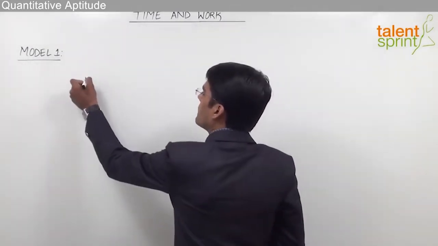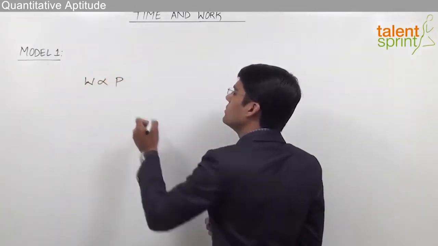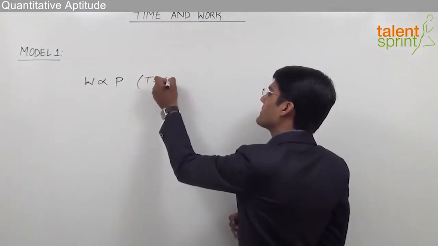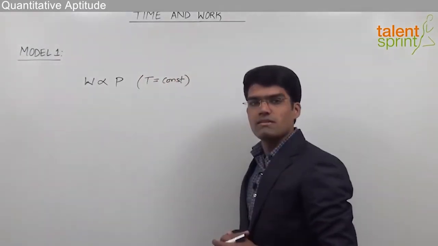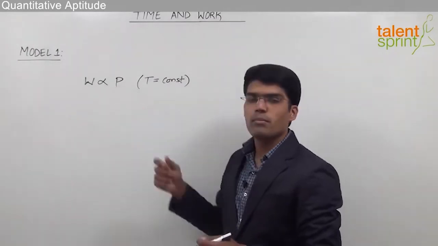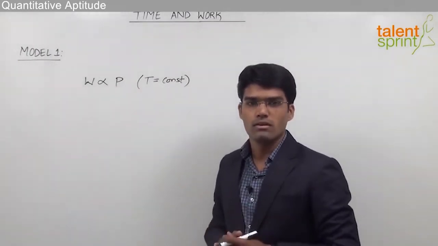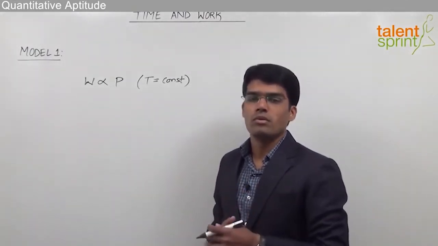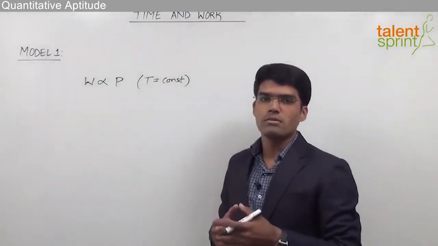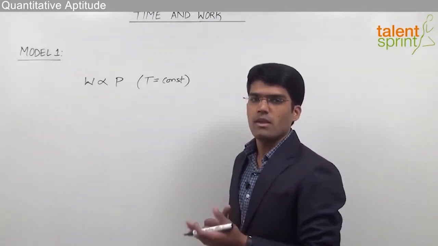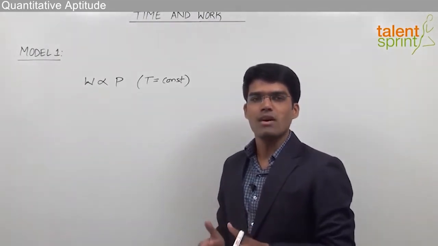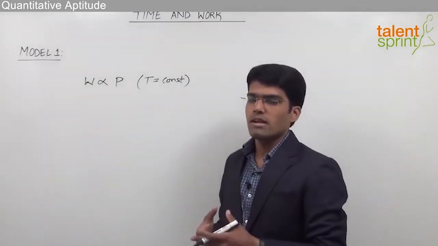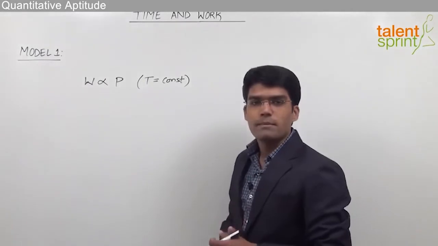Now we can say that the work done is always proportional to the number of persons doing the work if the time is constant. That means if the time is not changing, then we can say that the work is proportional to the number of persons doing the work. So when more persons are working together, the amount of work done will be more. And when fewer persons are working, the amount of work done will be less. Or in other words, if we need to do more work, more persons are required at a given time. And if you want to do less work, fewer persons are required for the same time.